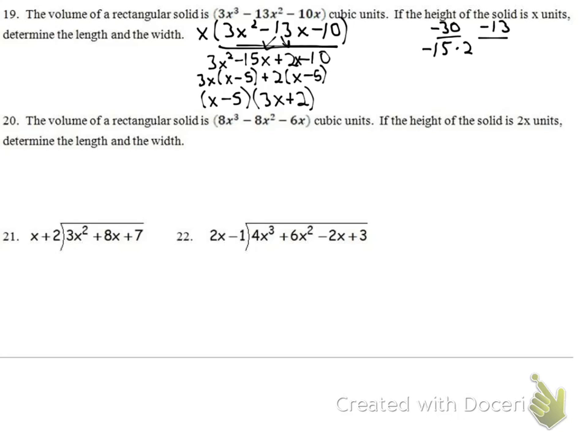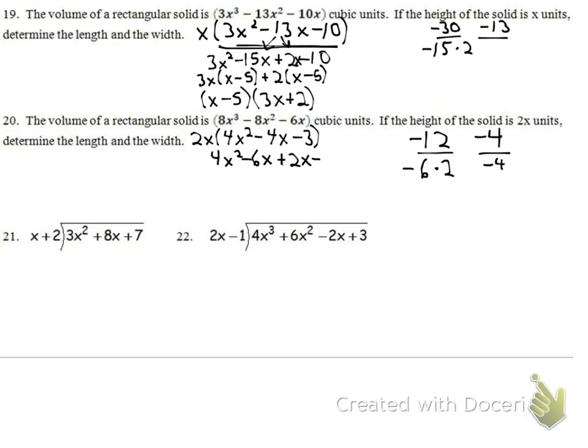Now, for the next one, we're given the height is 2x. We're going to do the same thing. We're going to factor out a 2x. That leaves me with 4x squared minus 4x minus 3. Same process here. I'm looking for what I can multiply to get negative 12 that adds to negative 4. I could do negative 6 times 2, and that still adds up to negative 4. So that's going to be 4x squared minus 6x plus 2x minus 3. I can factor out a 2x.